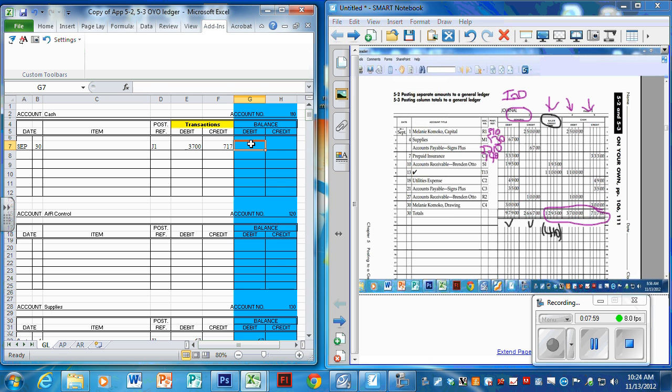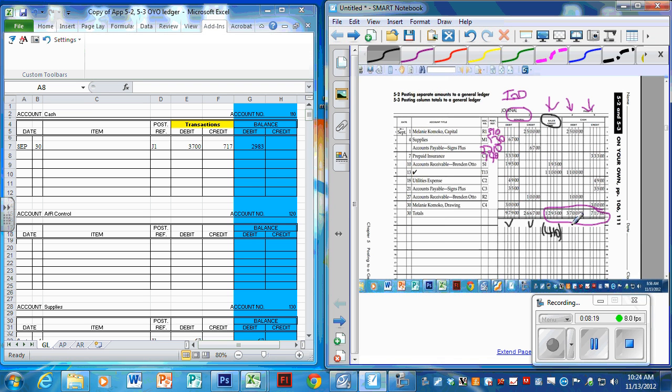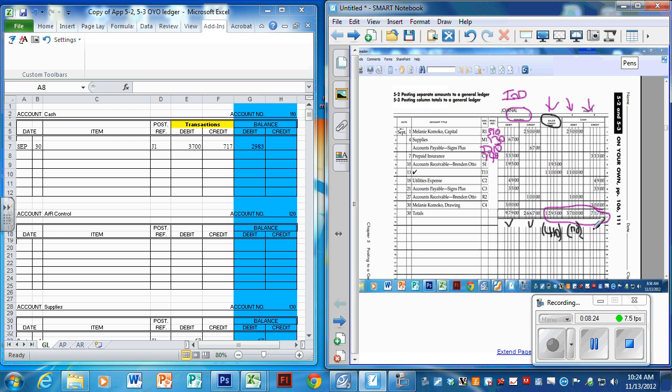Well, your balance is definitely going to be a debit because your debit side's bigger, plus the cash account is an asset account. I'm going to use a formula. I'm going to do equals, take the debit minus the credit, and do an enter, and I have an ending balance of cash of $29.83. Take the account number 110, write it in underneath those two columns, 110. And that completes posting of this journal.